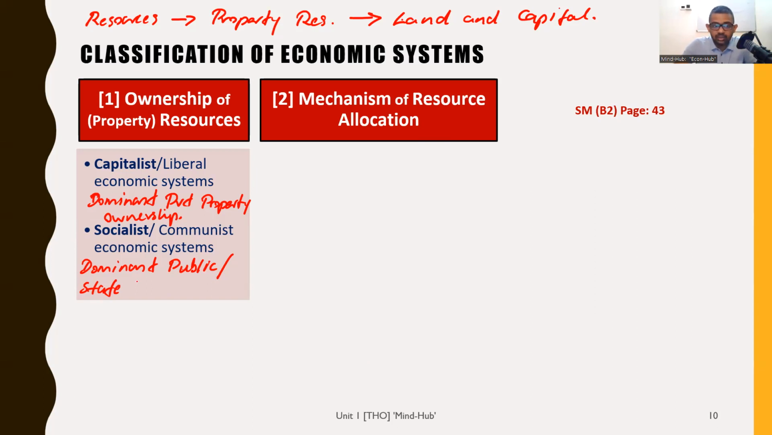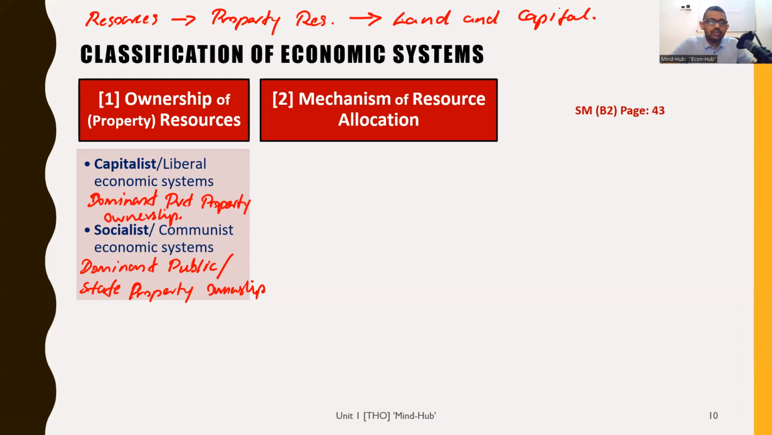Dominant public or state property ownership. If the government mainly owns and controls the majority of the land and capital, i.e. the property resources, then you are in a socialist or a communist system, a country.